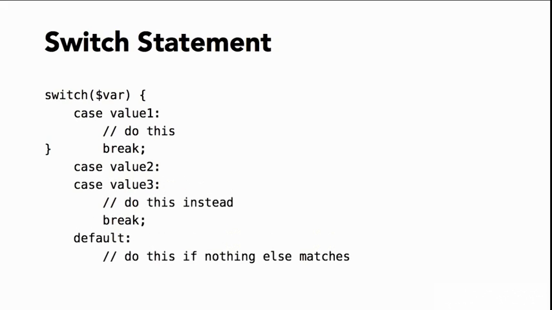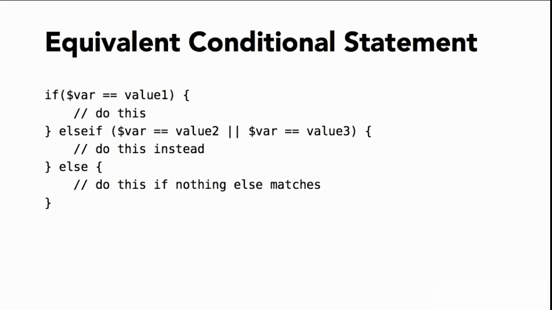You can also stack alternative cases like this, so the code preceding the second break will be executed if var matches either value 2 or value 3. The effect is exactly the same as this control structure using if, else if, and else. There's no particular advantage in using one over the other, but a switch statement can be easier to read and maintain if you need to test for many options.